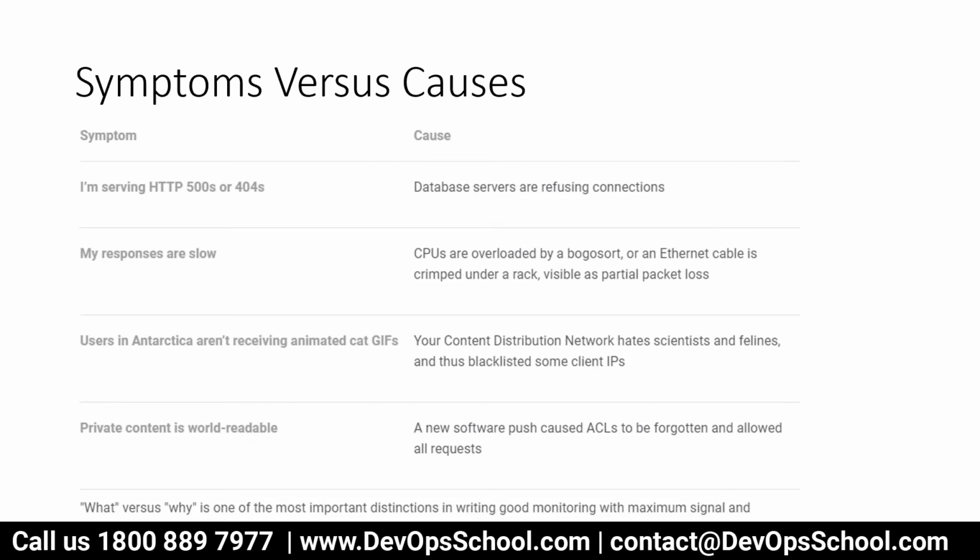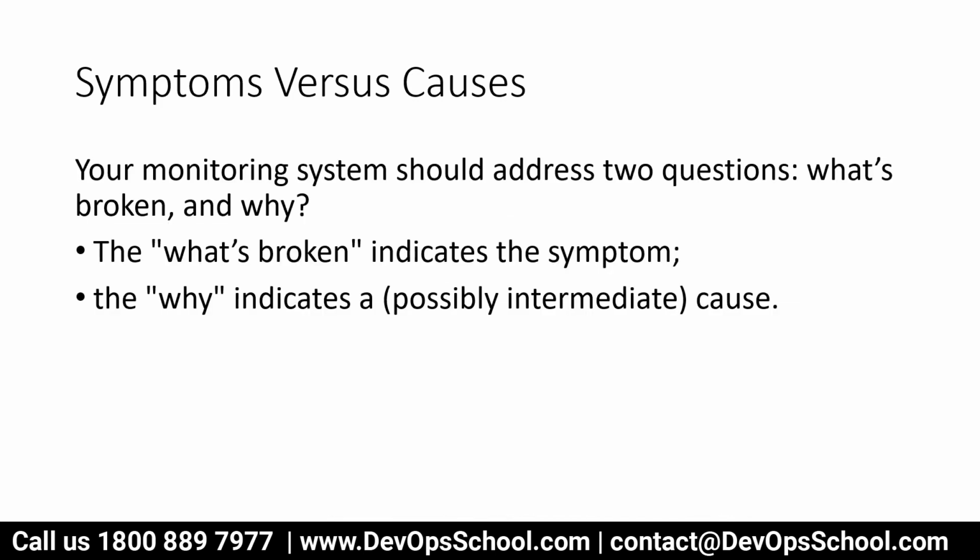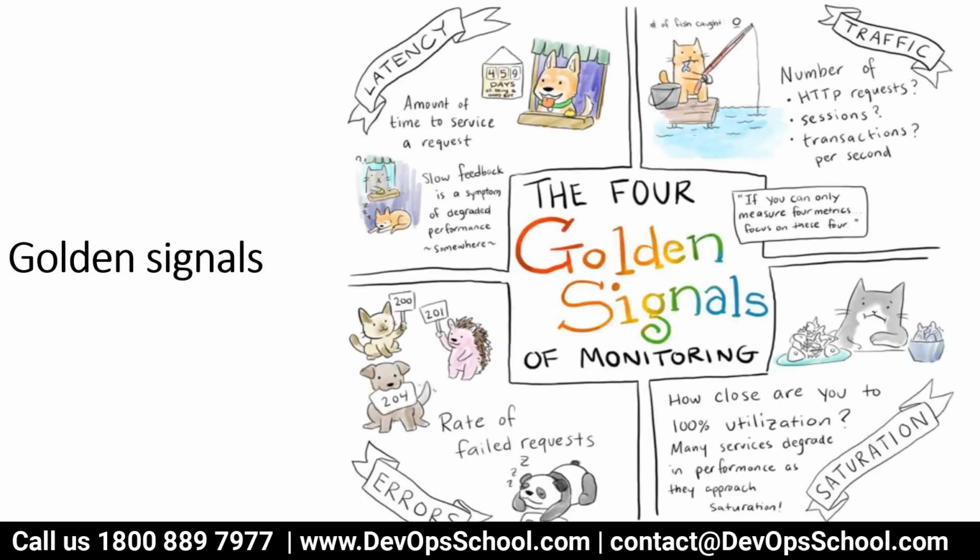My responses are slow. What could be the reason? It could be CPU, it could be network, it could be RAM, it could be anything. Okay, so there's something which you call a symptom and something which you call a cause. So yes, if you want to set up monitoring, these two answers you should have: what's broken and why it's broken. So these are the important things.